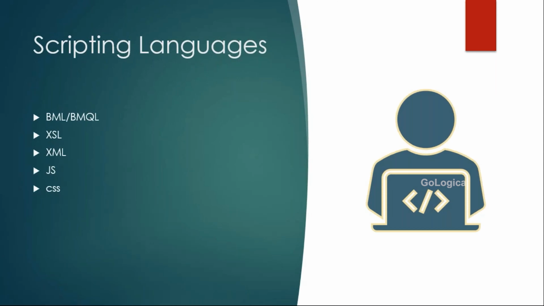So next, these are the scripting languages that we're going to use: BML or BMQL, Excel, XML, JS based upon need basis actually, and CSS for beautification of the site. So these are the languages that we're going to use as scripting languages in Oracle CPQ.